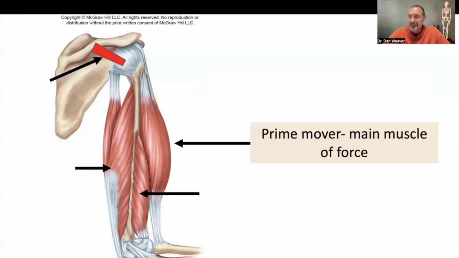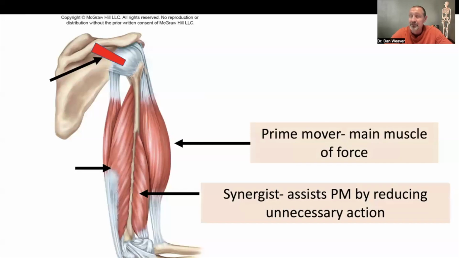When you contract a muscle or you move a major joint, the prime mover is the main muscle of force. In this case, when you flex your upper arm, the prime mover is the biceps brachii. Biceps because it's attached to right here. Brachial region, that's what gives us its name. It's the prime mover. But that's not the only muscle involved.